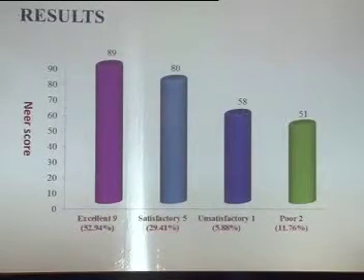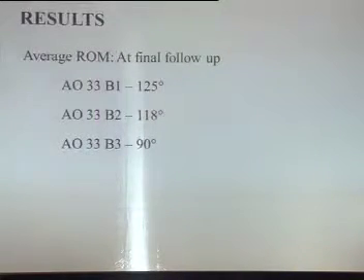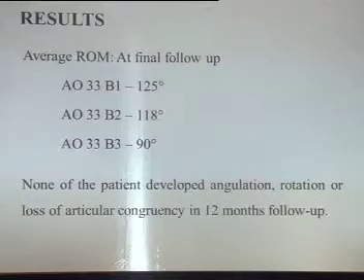As a result, we had 9 cases categorized as excellent, with a mean knee score of 89 units, and they constituted more than 50%. Five cases were considered satisfactory with a mean knee score of 80 units, and they were around 30%. So overall, more than 80% had good results. In terms of range of motion, the lateral femoral condyle fractures had the best range of motion, and the least was found in Hoffa's pattern. But none of our patients developed any angulation, rotation or loss of articular congruency within this 12 month follow-up.